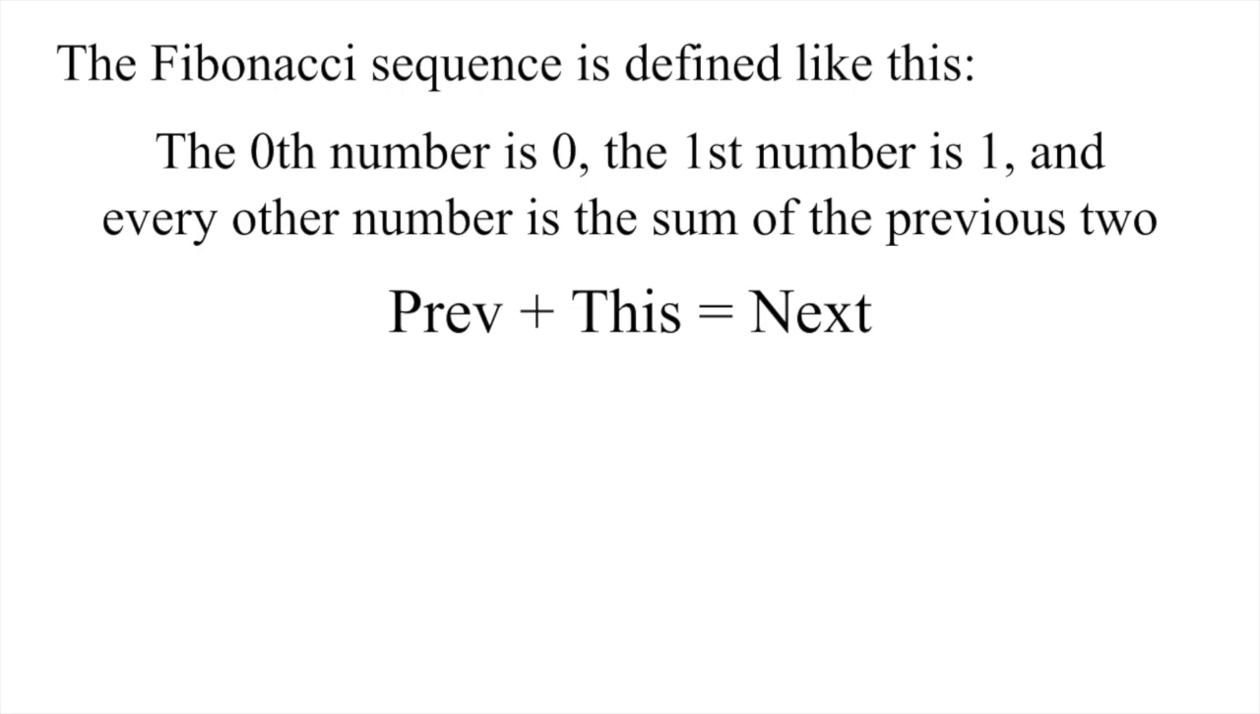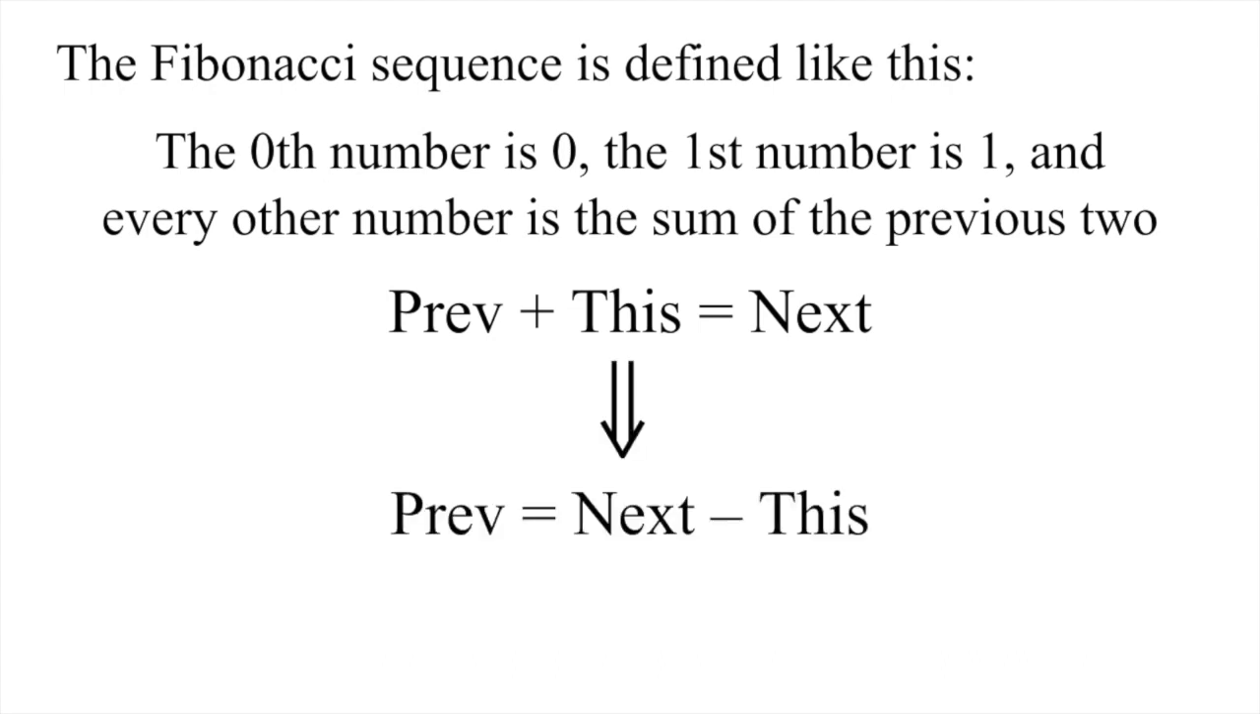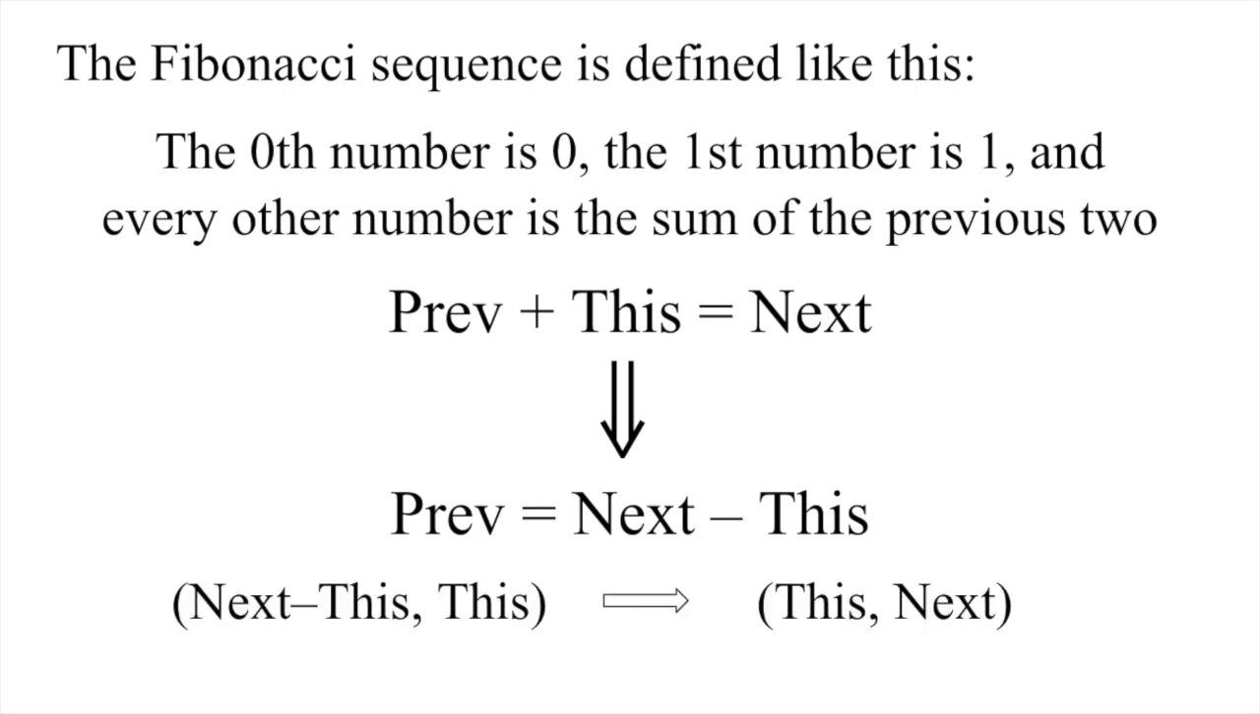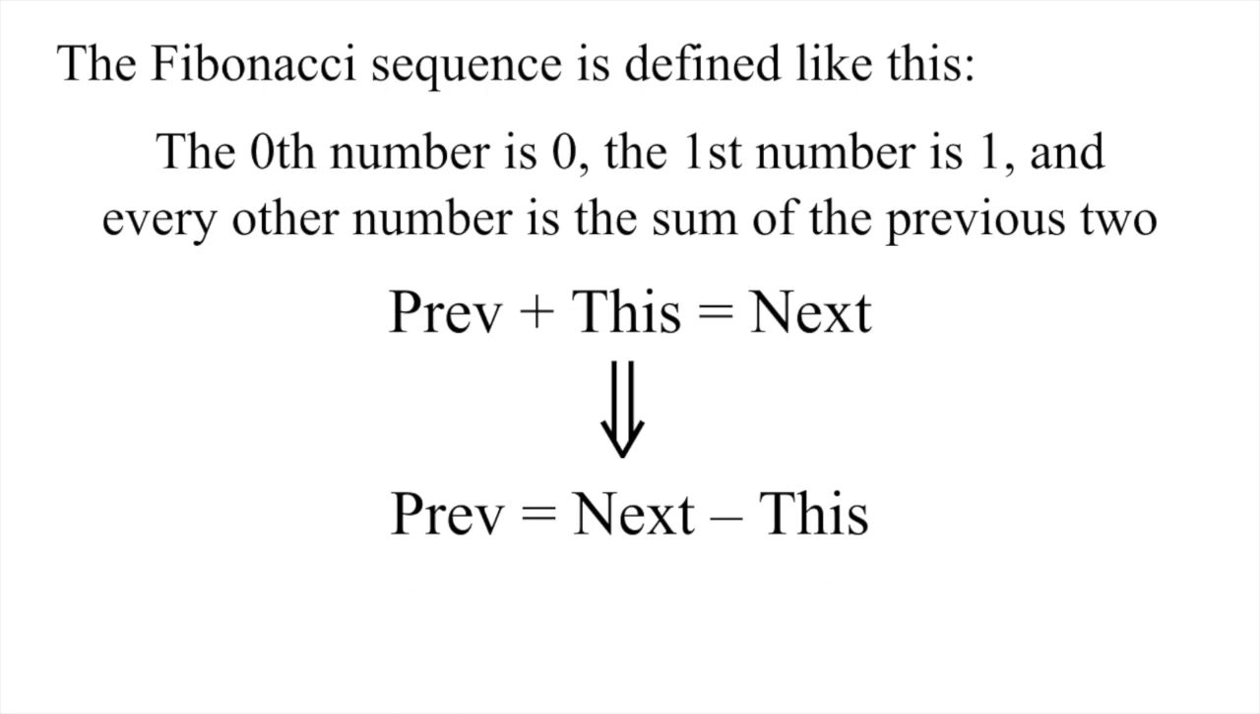But here's the thing. This equation is reversible. Just like we can get the next term from the previous two using addition, we can get the previous term from the next two using subtraction. And that means that there's only one thing that can possibly lead to this pair, which is this pair. So, for example, the only pair which can possibly go into 8, 3 is 3 minus 8, 8, which is, of course, 5, 8. In short, in the same way that this equation means that every pair points to only one other pair, this equation means that every pair is pointed to by only one other pair.